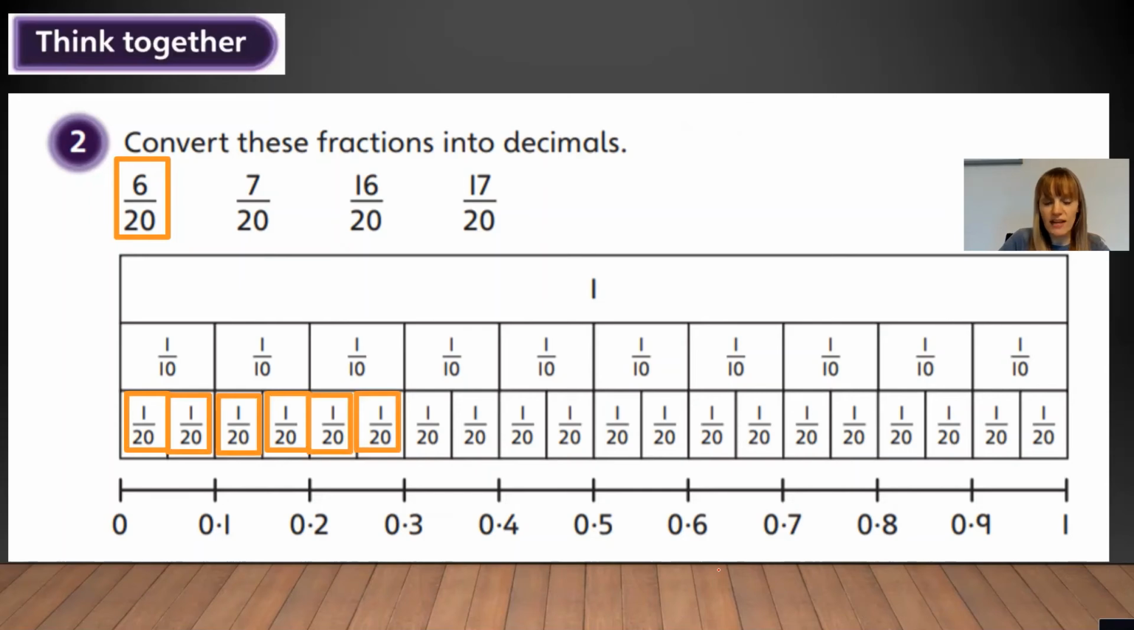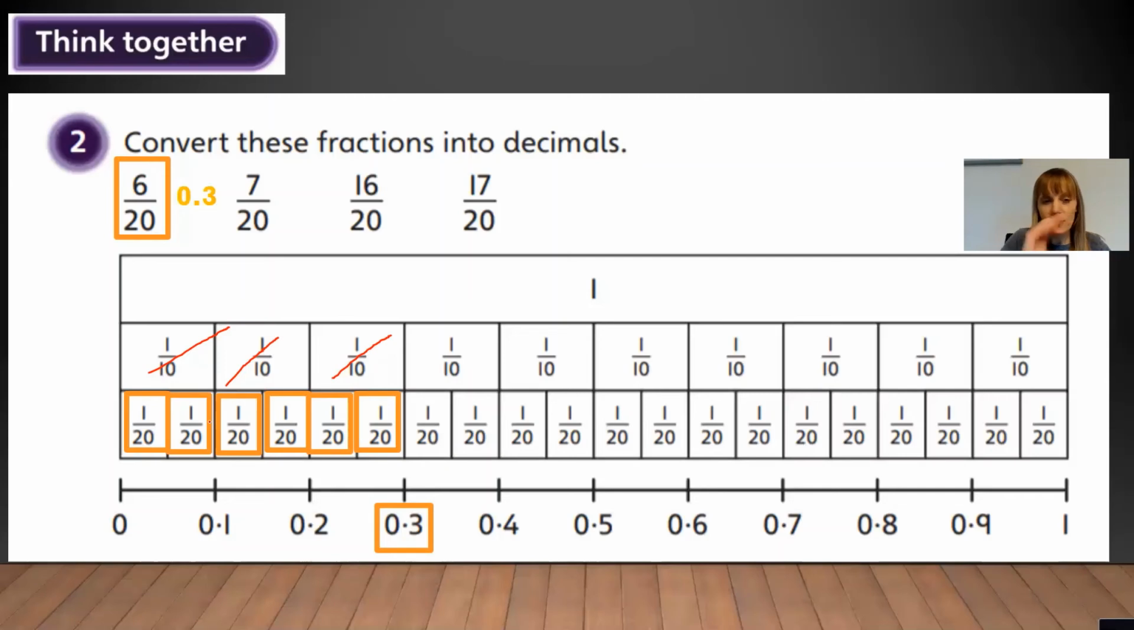Now we can see that 6/20 is the same as, could you see up here, 3 tenths. So it's like we've shaded in 1, 2, 3, and we know that we can actually halve the 6 and the 20 and it will become 3 tenths. And that then shows that our decimal value will be 0.3 because we have 3 in our tenths column.